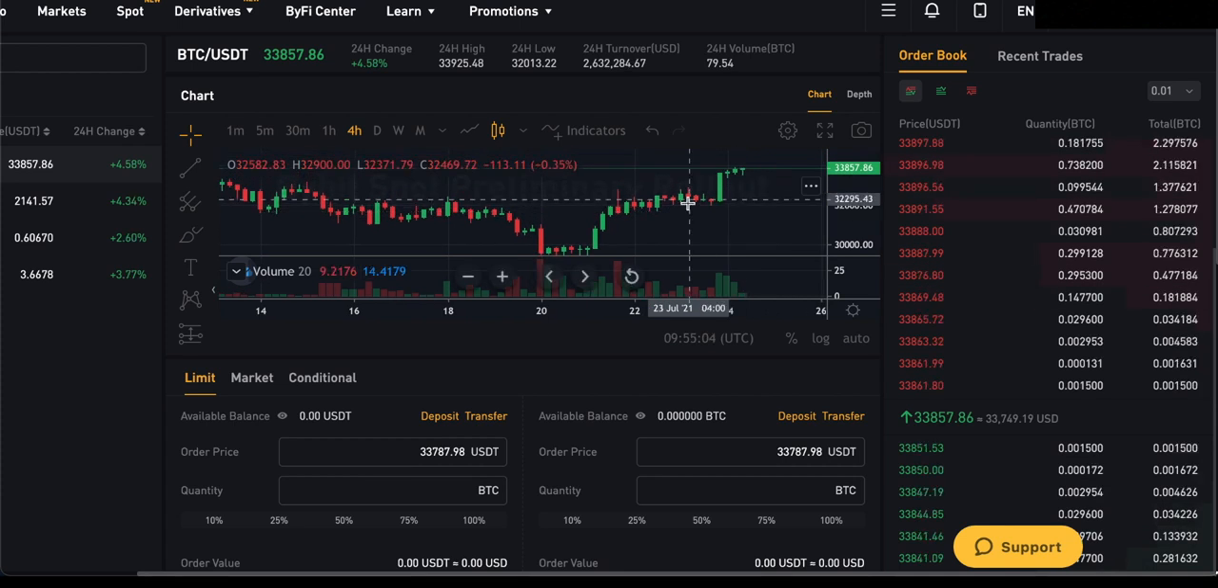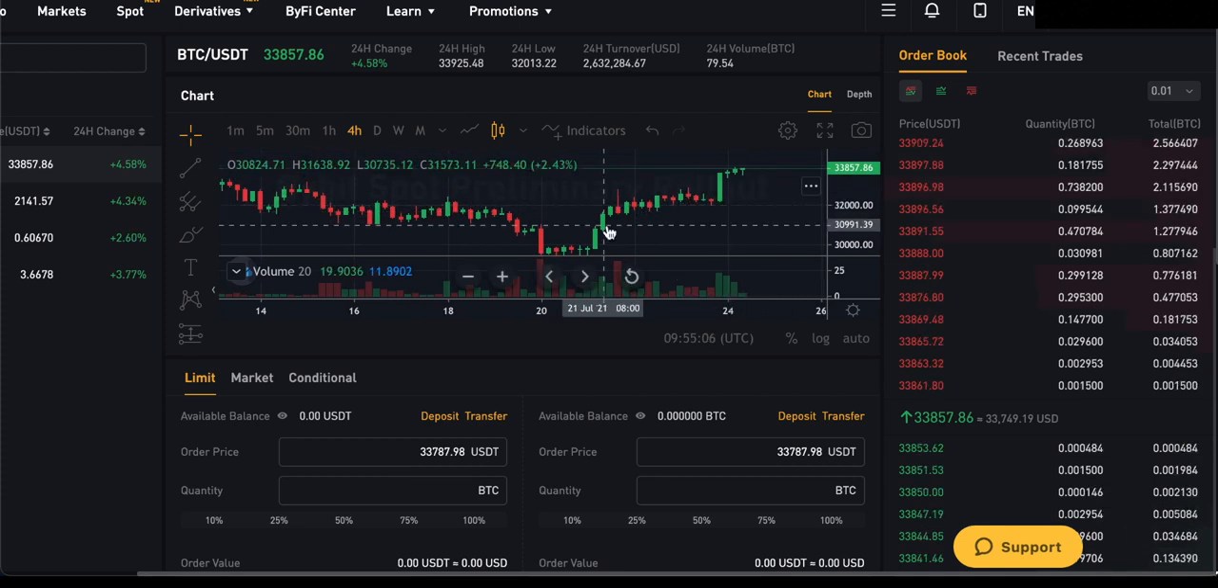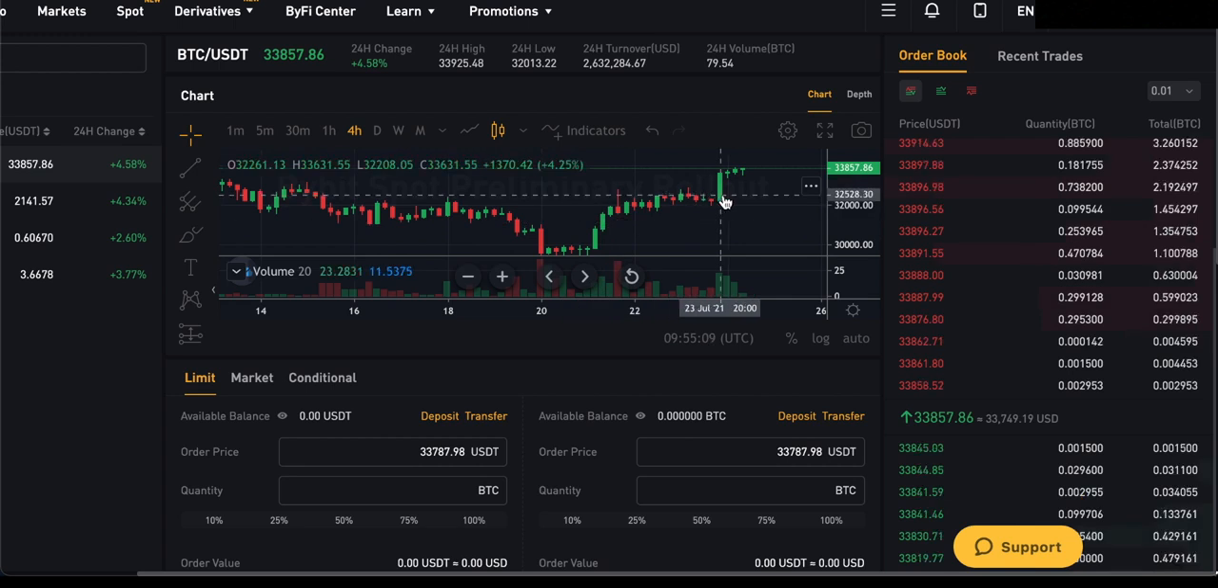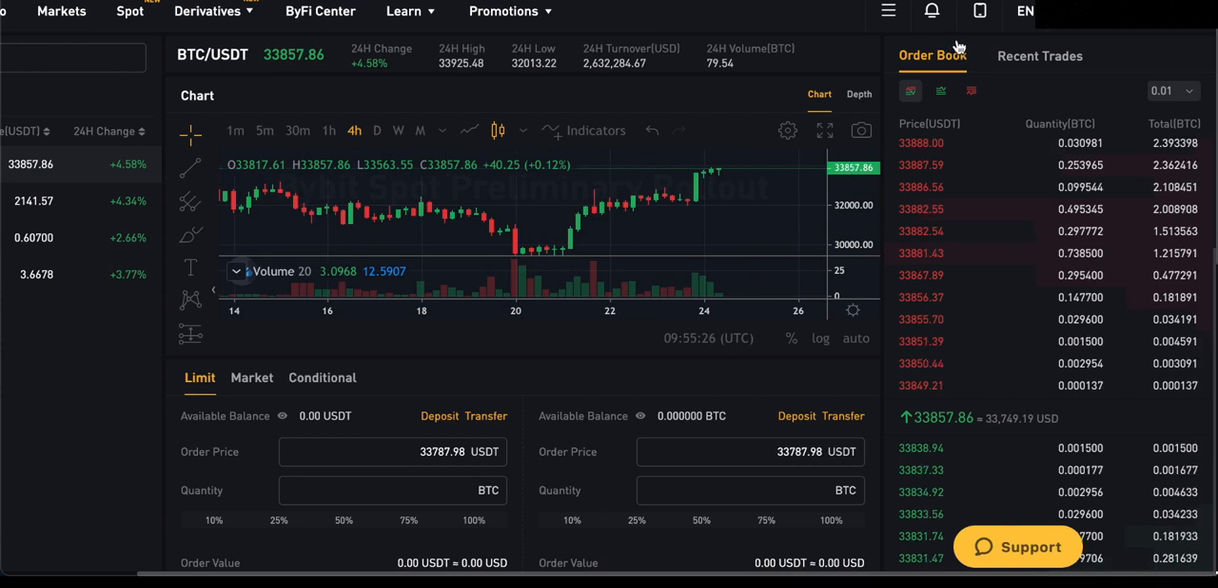So you can see a candlestick chart right here, which is showing you price data in 4-hour increments. So each candlestick is 4 hours of time, and we can see on the right hand side the price right here, the current price 33,857. Further to the right hand side, we can see the order book right here.